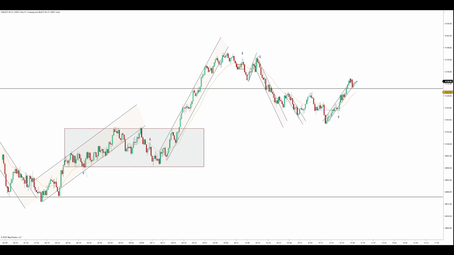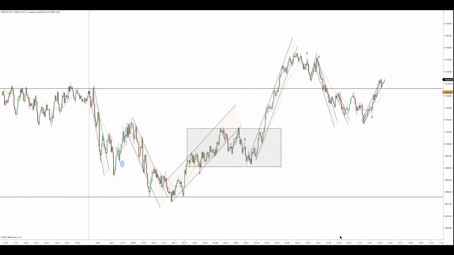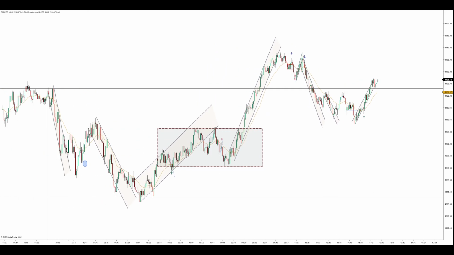After that, we break out, pull back. There's not really much else to go over. This was a quick video. I have things to do, so I had to make this one really quick. But there also weren't very many bars today, so it was quick anyway.